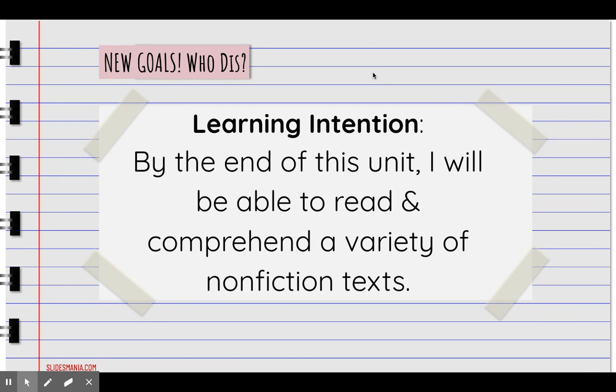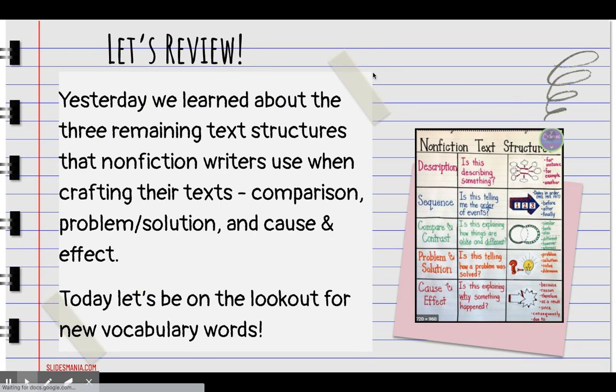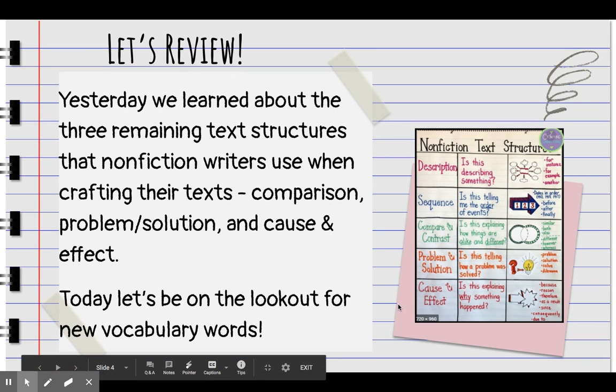Now, new goals. What is this? So we already know here that we are working on nonfiction texts. So just to review, yesterday we learned about 3 remaining text structures. We talked about comparison, which is looking at similarities and differences. We looked at problem solution, which is what you guys even completed for your exit ticket as well, on what the problem may be and how they can go about solving it. And then, of course, look at that cause and effect relationship. If this is what's happening, then what is the outcome?